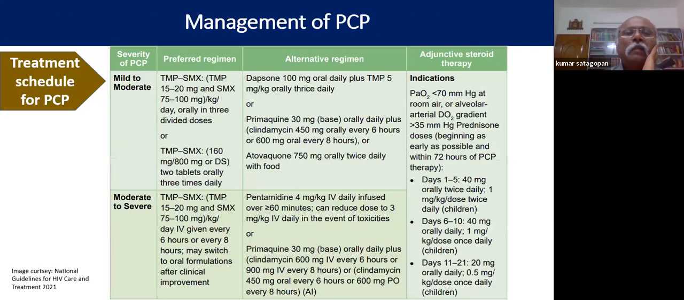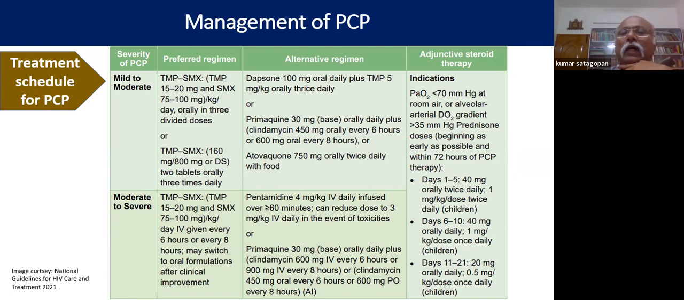So management of PCP, already I told you, for mild to moderate cases, 15 to 20 mg of trimethoprim per kg. That comes to every 4 kg, 1 single strength tablet. Every 4 kg, 1 kg means 15, so 4 means 80 milligram trimethoprim. Like that, you have to give a stiff dose of cotrimoxazole, high dose. And moderate to severe also, same thing. IV preparations are there.